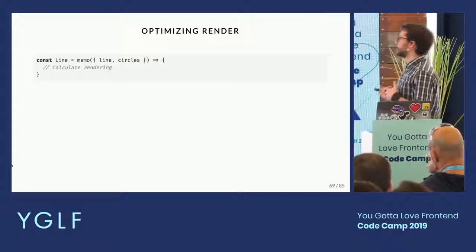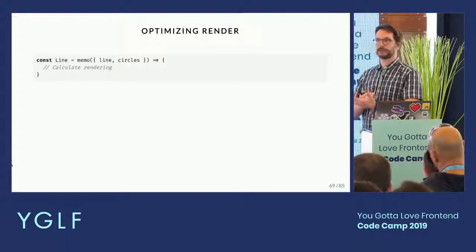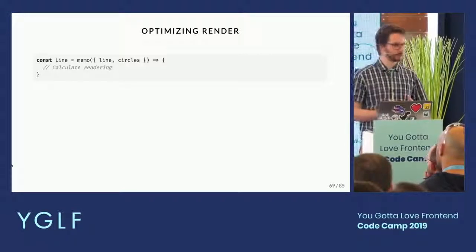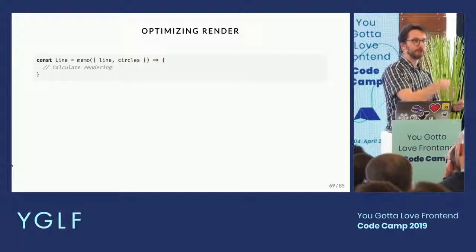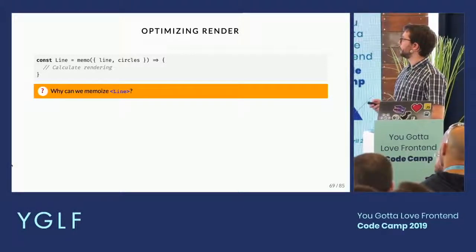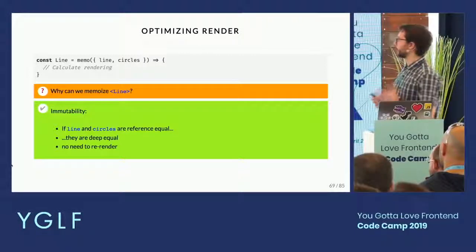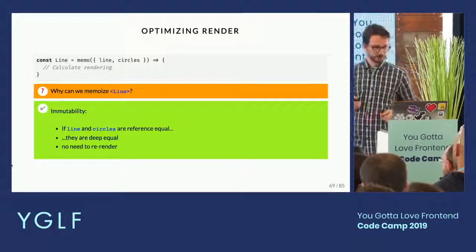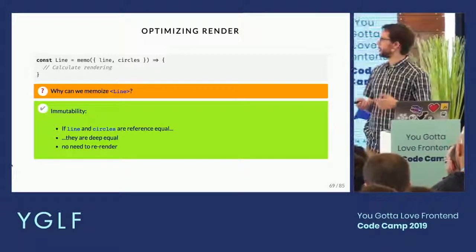And so the idea of immutable data, especially in UI, has often been that we can better optimize it. But that's not entirely true. So how can we optimize render? When we started with the immutable data, we were able to memo the line because we know for sure that if the line and circles references didn't change, we know that they are deep equal. So that means that we don't need to re-render.